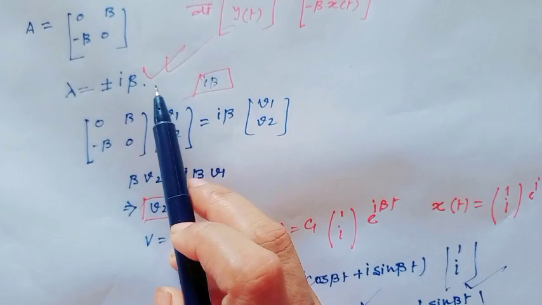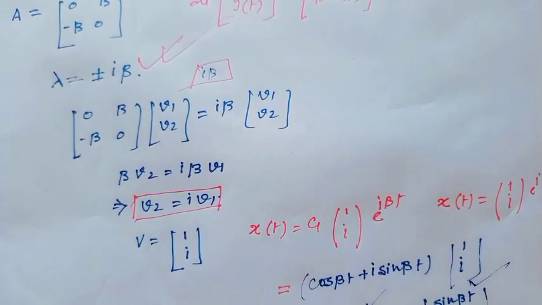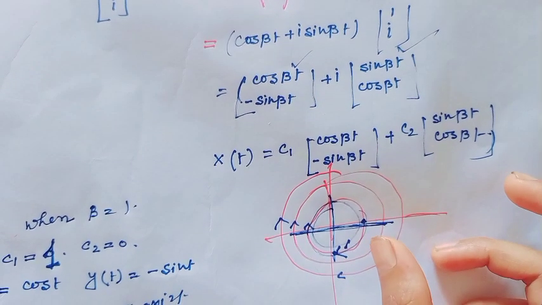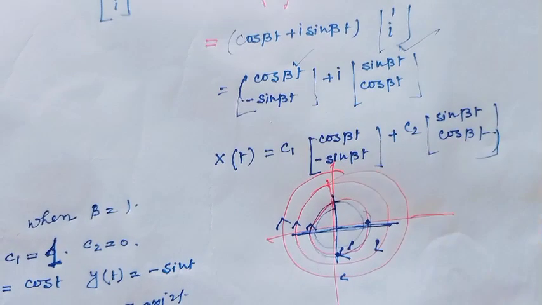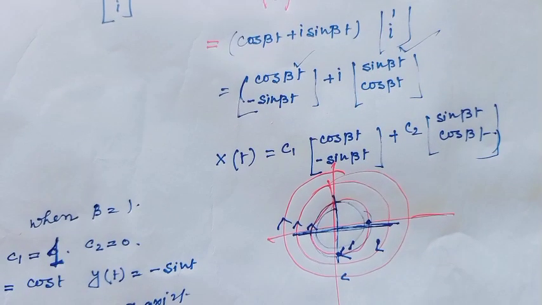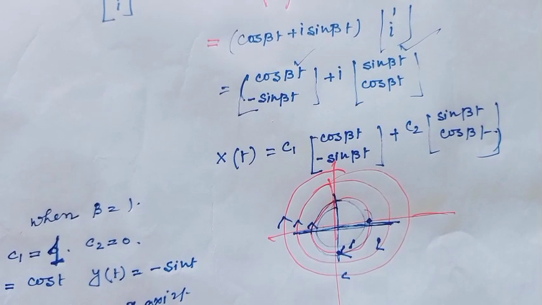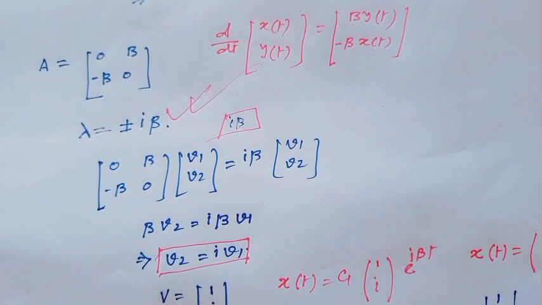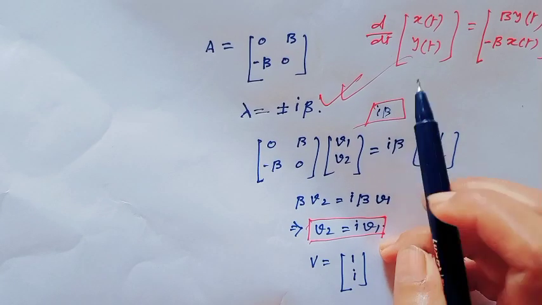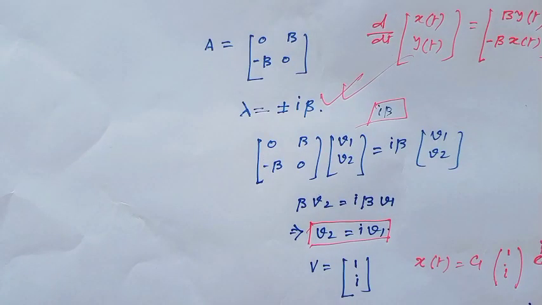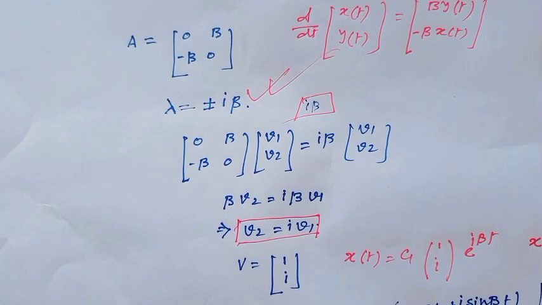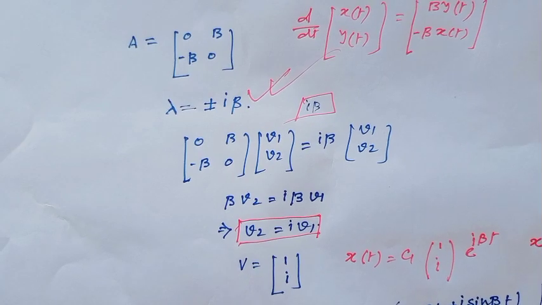For the eigenvalue i beta, here I have got two different linearly independent eigenvectors, and for these eigenvectors I have got the solution space. How does the solution space of this system of second order differential equation look? We don't need to use the second eigenvalue to find the solution. By the first eigenvalue we can get the solution space of this differential equation. Our next example is a similar type of example.